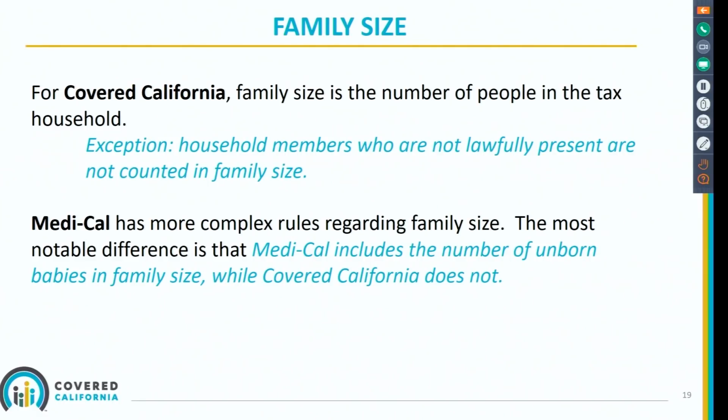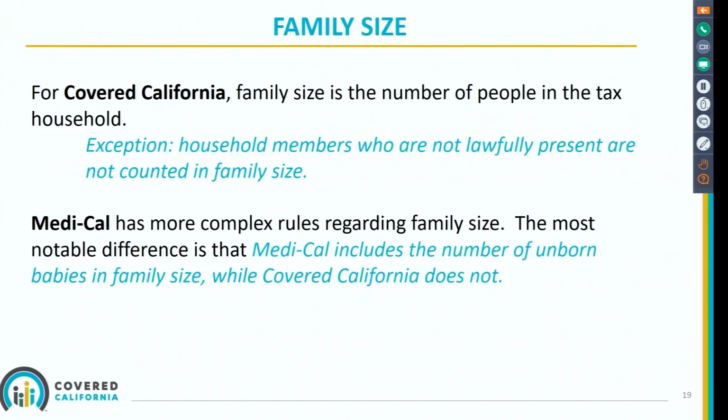Family size for Covered California is pretty straightforward. It's just the number of people in the tax household. There's an exception. Household members who are not lawfully present aren't counted in the family size. Their income is accounted for by a specific multiplier. But for Covered California, it's pretty straightforward. We give APTC out in tax household units, and that's what family size is: the tax household.